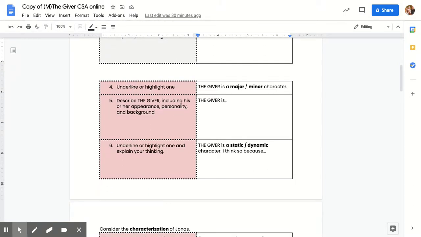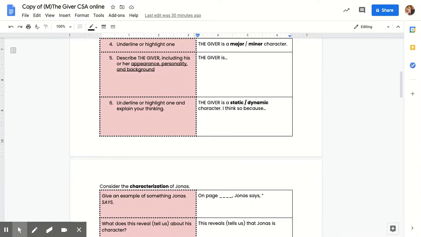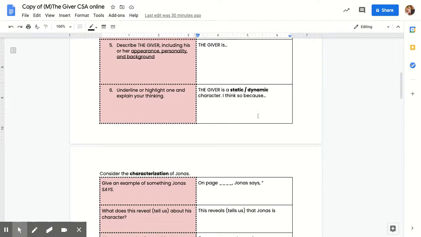Number 4. Underline or highlight one. The Giver is a major character. The Giver is a minor character. Number 5. Describe the Giver, including his or her appearance, personality, and background. The Giver is, and fill in your answer here. Number 6. Underline or highlight one and explain your thinking. The Giver is a static character. I think so because. The Giver is a dynamic character. I think so because.